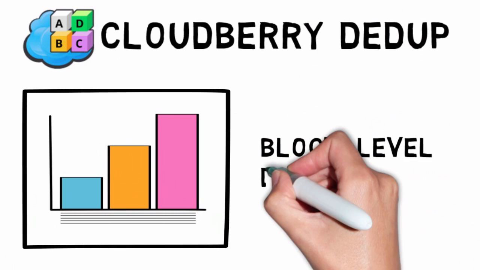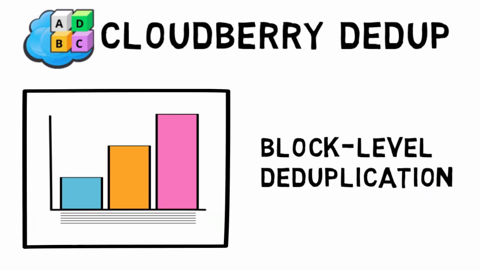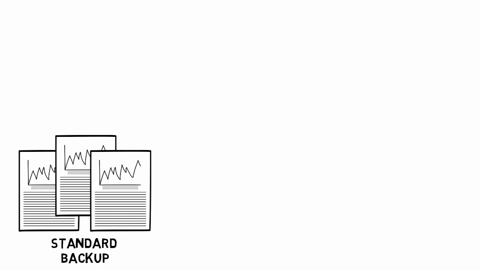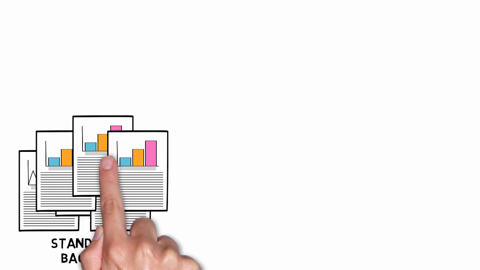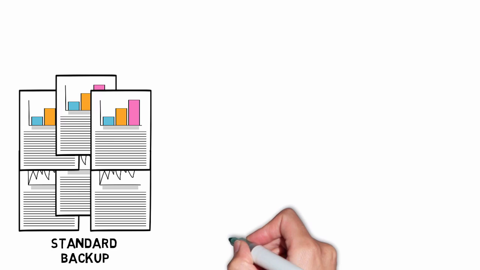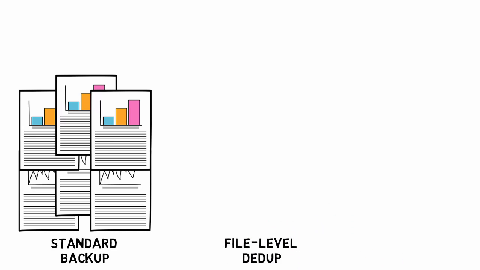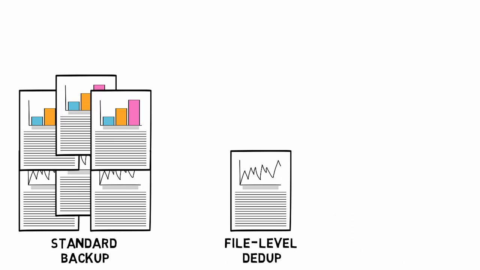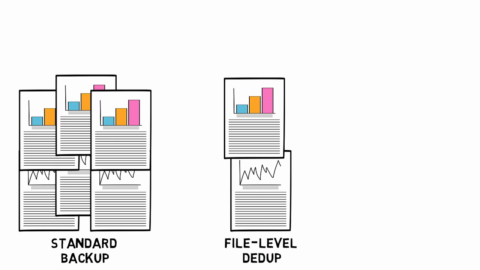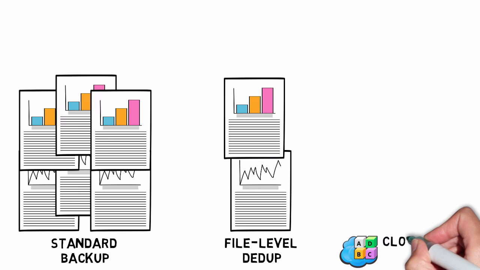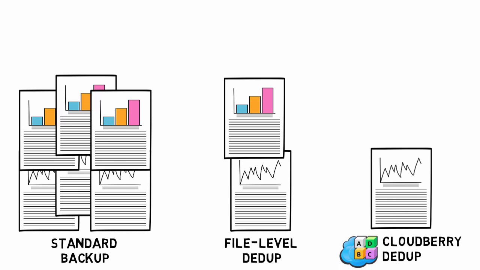This is block-level deduplication. Imagine, with standard backups, you have to store every copy of your original file and every copy of the update. With file-level deduplication, you're still storing one copy of your file and a full copy of every update. But with CloudBerry Dedup, all you really need is the original file and one little chart.